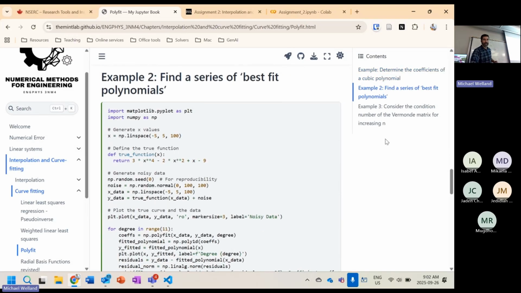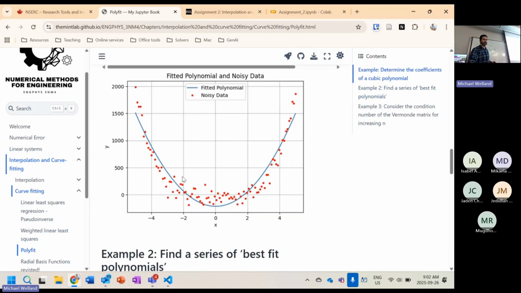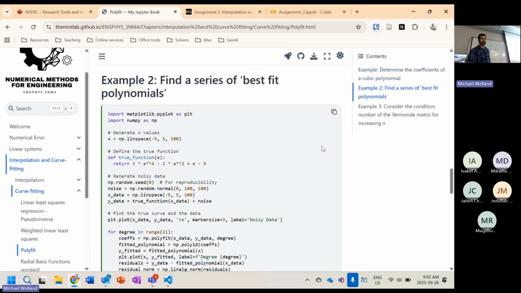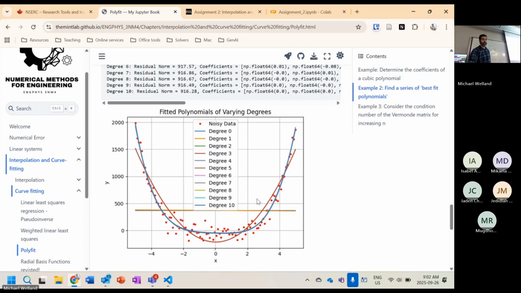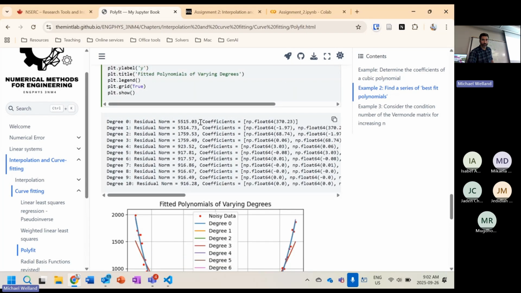We could fit a series of best fit polynomials, right? So this is, what did I say? Something like 100 data points. That doesn't look like 100. There's a lot of data points, right? Why quadratic, and not something else? We can look at the somethings else. This is what you get for a full series of them.